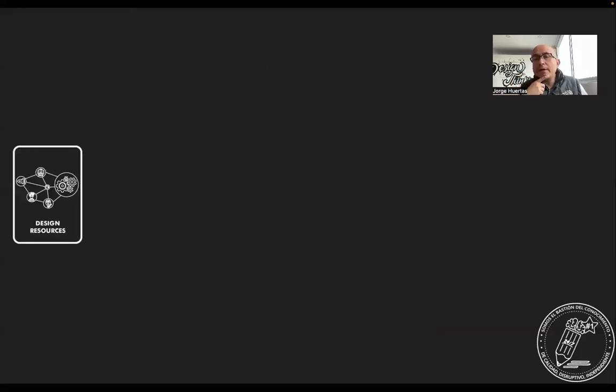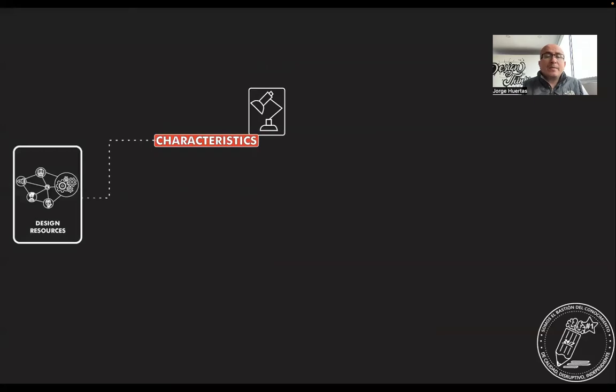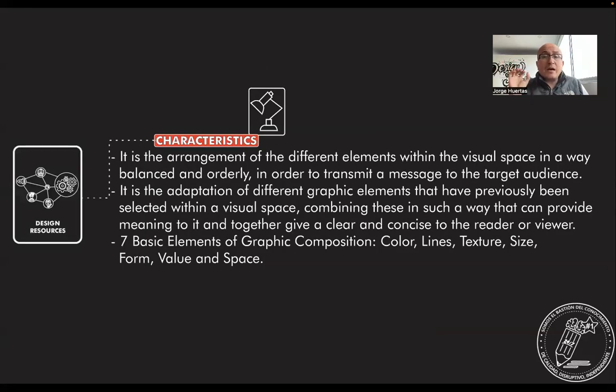Well, when we talk about graphic composition, we're really talking about a design resource with the following characteristic: it is the arrangement of the different elements within the visual space in a way that is balanced, oriented, and in order to transmit a message to the target audience. It is an adaptation of different graphic elements that have previously been selected within a visual space, combining them in such a way that they provide meaning, and together give a clear and concise message to the reader or viewer.